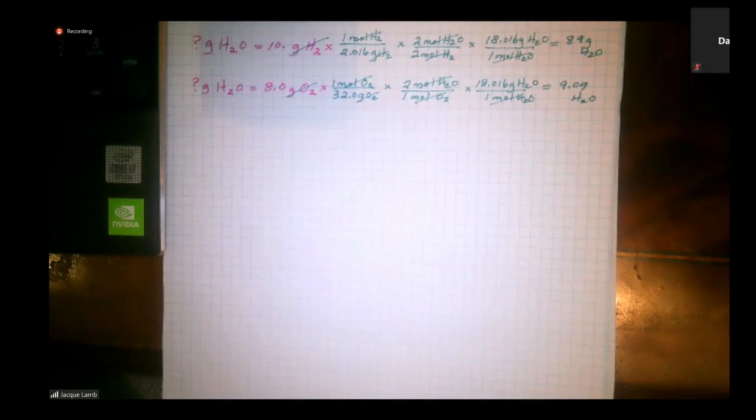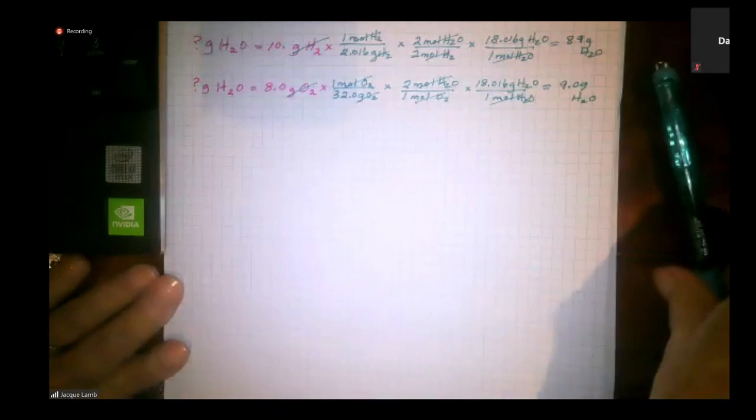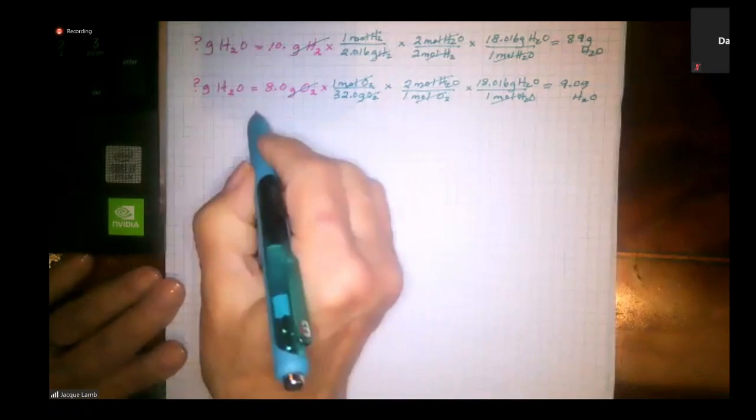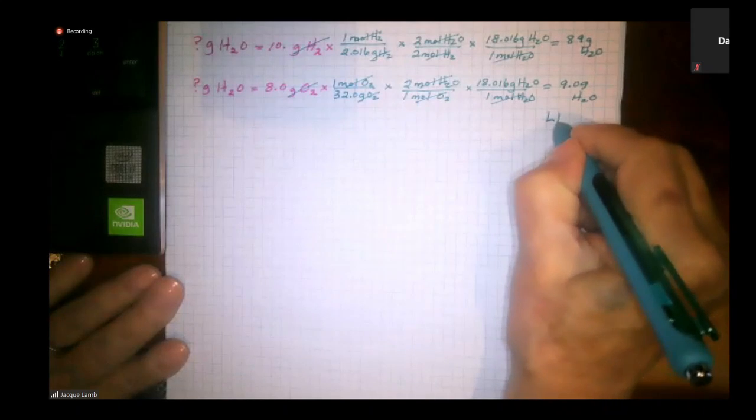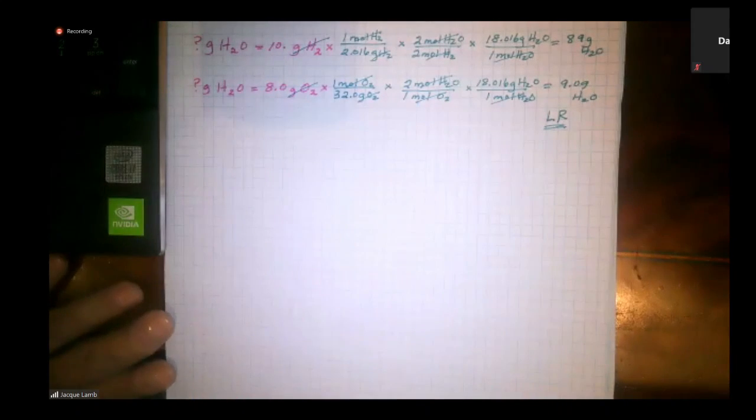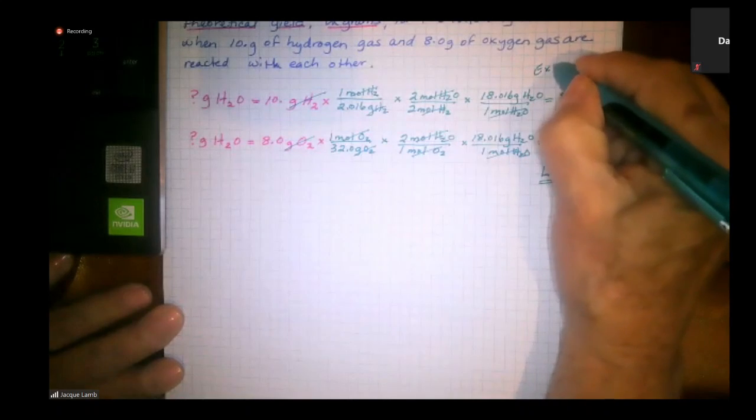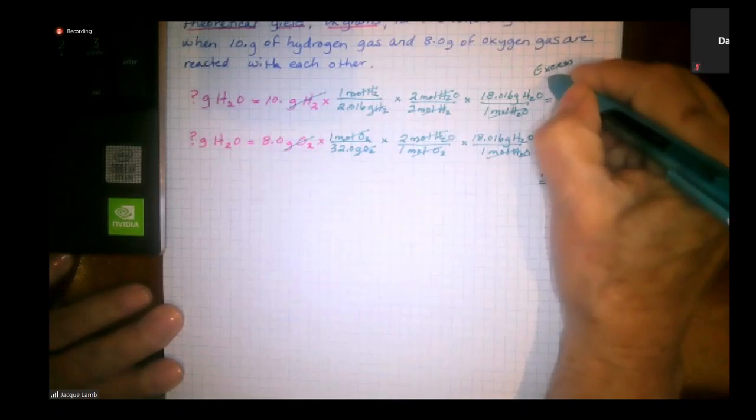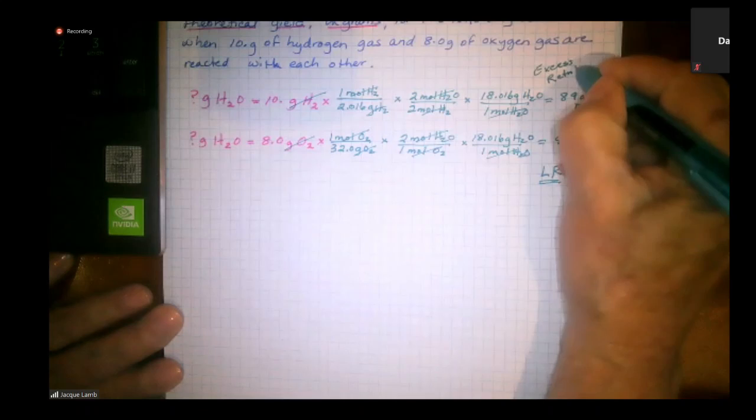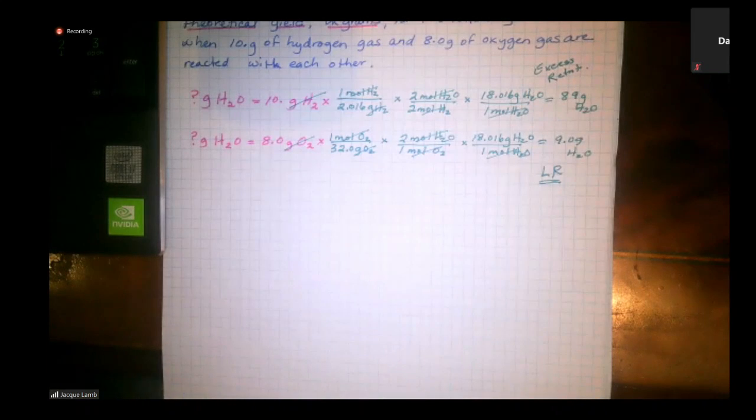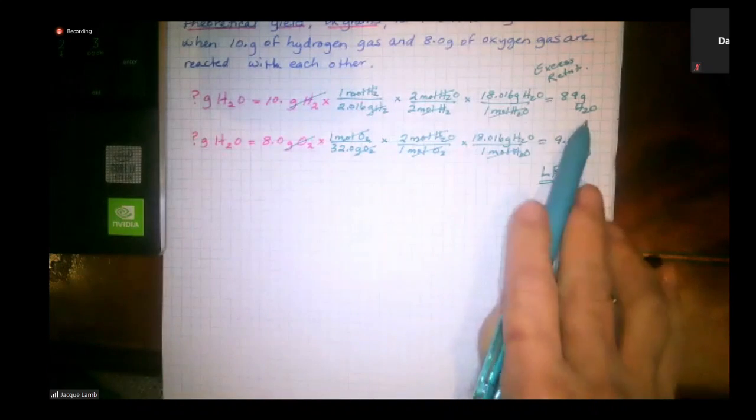Now remember that the smallest amount is the correct answer. That tells me that the limiting reactant here is the oxygen, and the excess reactant is the hydrogen. Can anybody tell me, based on the numbers I have here, how you could tell that that first reaction has to be the excess reactant?